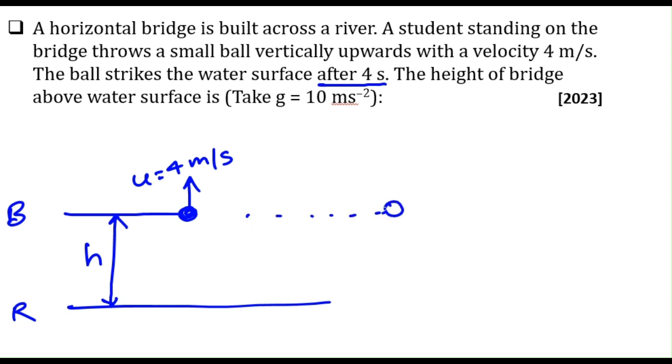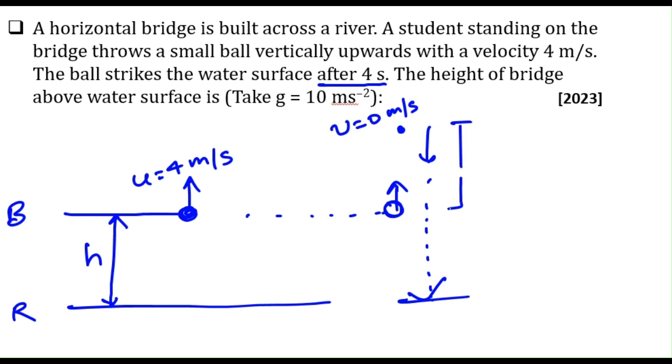Let's say at first the ball will go upwards, and then after reaching some maximum height where its final velocity will be zero, it will start descending, and then it will hit the water level. So we can split the entire motion, the entire journey, into two parts, one above the bridge level and one below the bridge level.